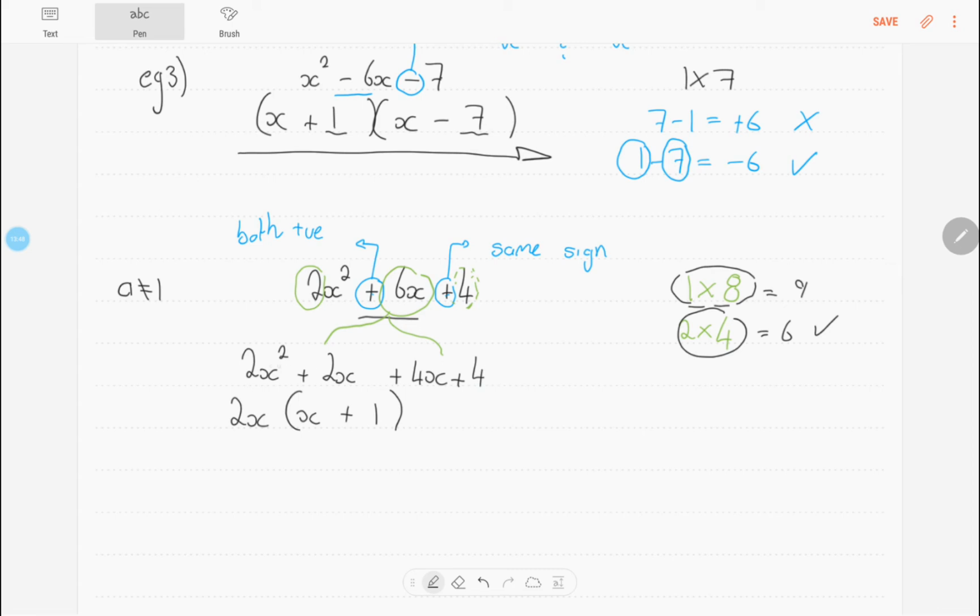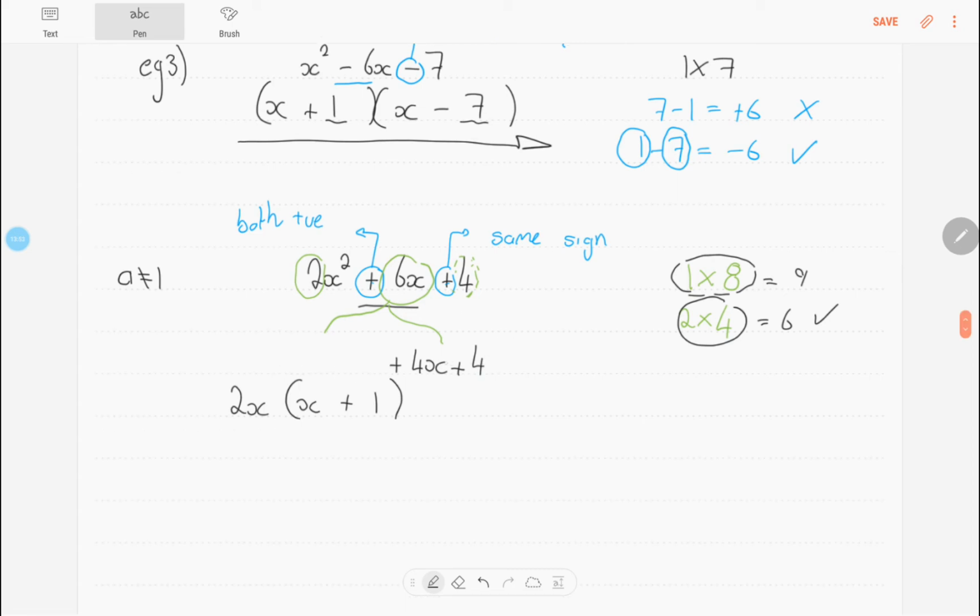Plus 4. Alright, so ignore these terms for now. And we're going to take out a common factor between the last 2 terms. So like I said before, just block that off with your thumb. And you're going to have a look here. So we're going to take out a 4 and we're left with x plus 1. Okay. Now we just need to figure out what sign we need to put in here.